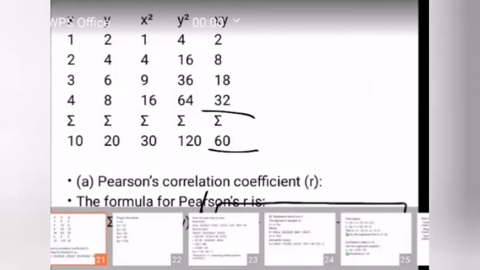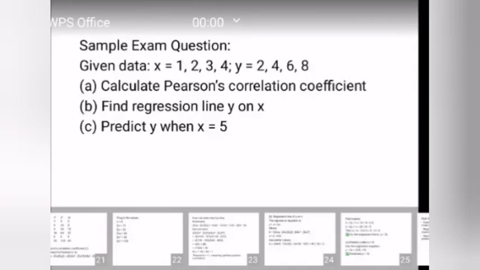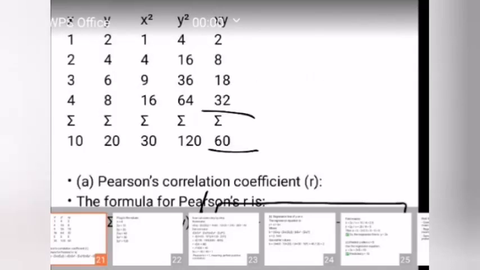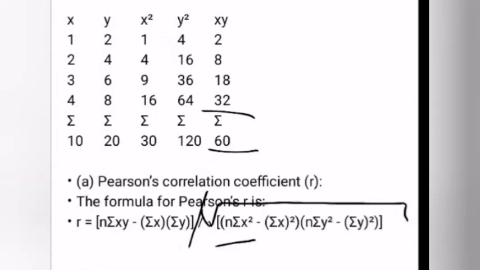So we use the values of x and y to form the table. Your first column is x. You write out the values the question gave you. Then y, you write it out. Then you find x squared by finding the square of the x column. 1 squared gives 1, 2 squared gives 4, 3 squared 9, 4 squared 16. The next column is y squared: 2 squared is 4, 4 squared 16, 6 squared 36, 8 squared 64. Then you find xy by multiplying x and y.